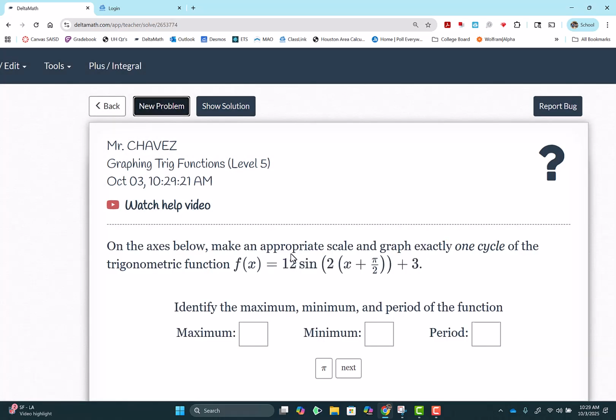All you have to do, if they give you one that's a negative, if it's cosine, you're going to start with a min, because what does the negative do? It turns max into mins and mins into max. And if it's sine, instead of a point of inflection going up, you're going to get a point of inflection going down. That's the only difference. Cool or not cool?